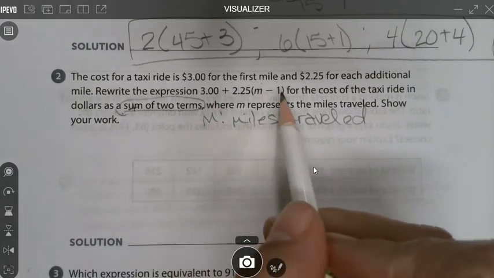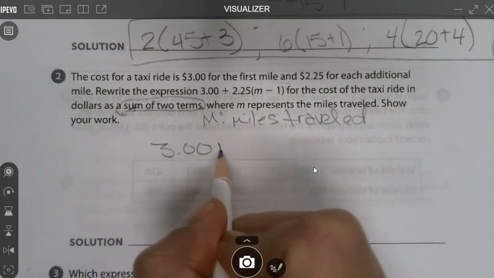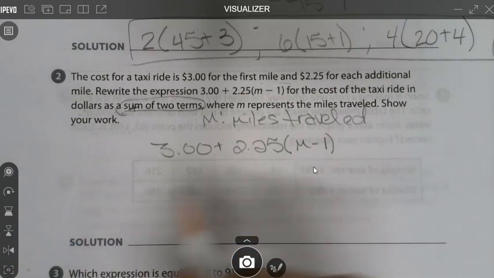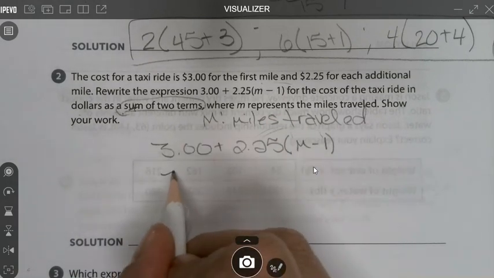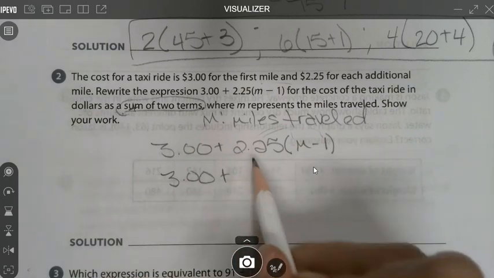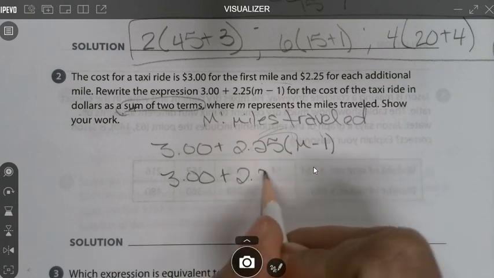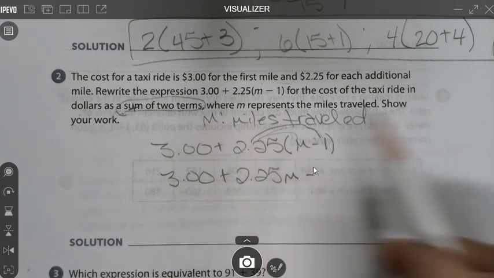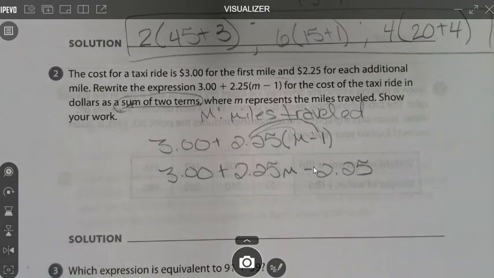Okay, all I'm going to do, since it gave me the formula, I am just going to rewrite the formula, and then I'm just going to distribute my 2.25 through to each of the terms. So it's going to give me $3 plus 2.25 times M is just 2.25M minus, because that's a minus, and then 2.25 times 1 is just 2.25. Okay, it says 2 terms. Well, I have 1, 2, 3 terms.